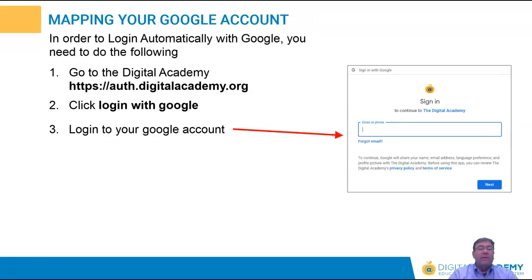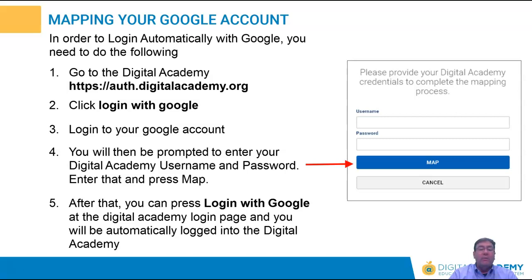You will then be presented with a screen that asks you to log in to your Google account. Once you do that, you will be routed back to the Digital Academy, where you will need to enter your username and password and press Map. Once you've mapped your Google account to your Digital Academy account, you'll never need to log in with your Digital Academy credentials again. You can simply hit Login with Google from any browser, and as long as you're logged into Google, you'll be logged into the Digital Academy.